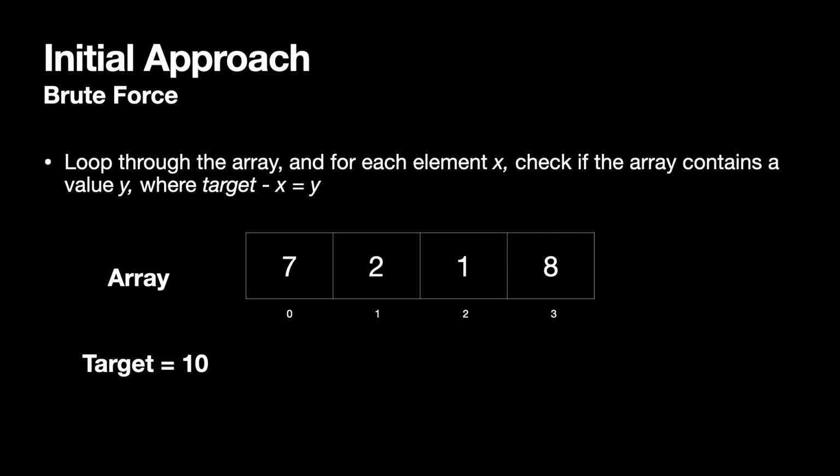Our initial brute force approach could be as follows. Loop through the array, and for each element x, check if the array contains a value y, where target minus x equals y. In other words, for each element of the array, check if the rest of the array contains a value which when added to it gives us a sum equal to target.